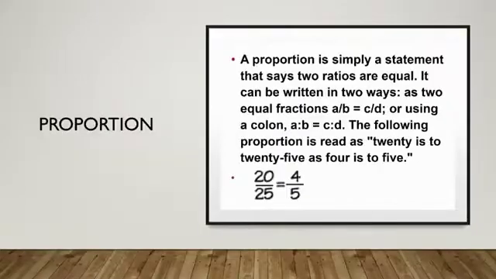All right, so that's just some information on ratio. Now, a proportion is simply a statement that says two ratios are equal. It can be written in two ways, as equal fractions or using a colon. The proportion that we have here reads 20:25 as 4:5.